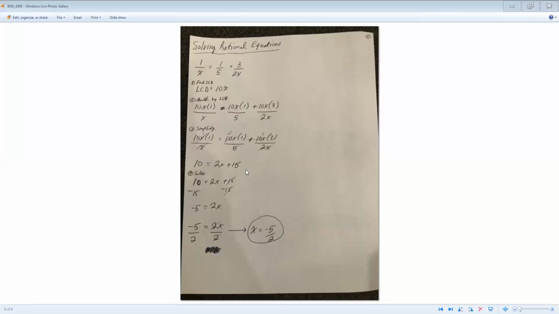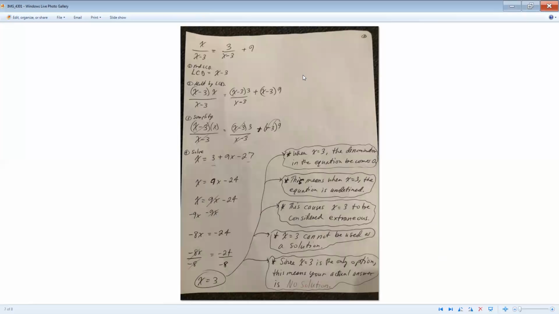Once you simplified your equation as much as possible, all of your denominators should be gone and you're left with a regular linear equation. So here, 10 equal to 2x plus 15. Subtract 15 from both sides, leaving you with negative 5 equal to 2x. Then from there, we will finally divide both sides by 2, leaving you with a solution of negative 5 over 2.